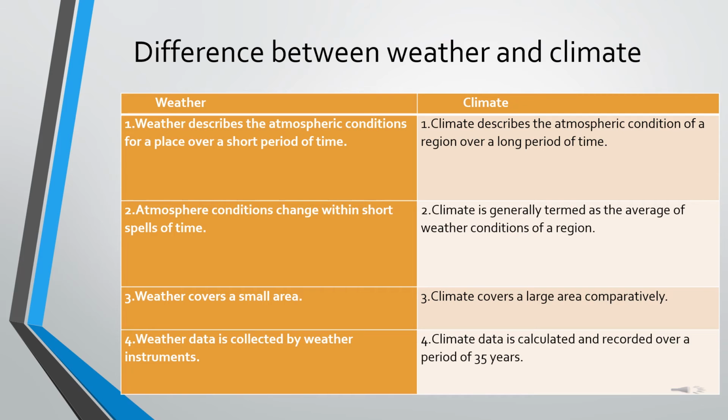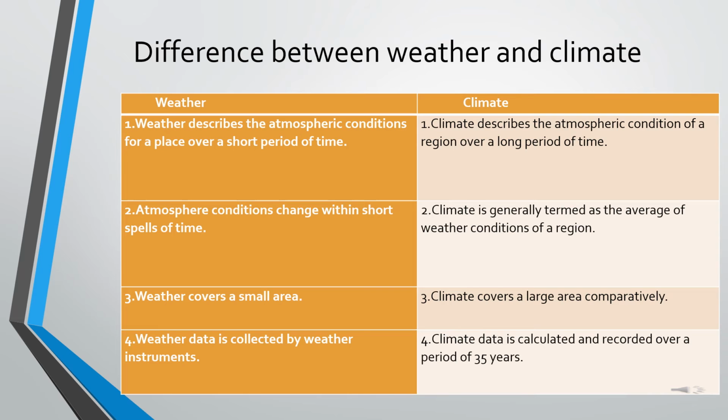It takes a long period of time to change the climate. Okay, the third point is weather covers a small area. So weather always covers a small area and climate covers a large area comparatively. Small areas join together to become a large area.